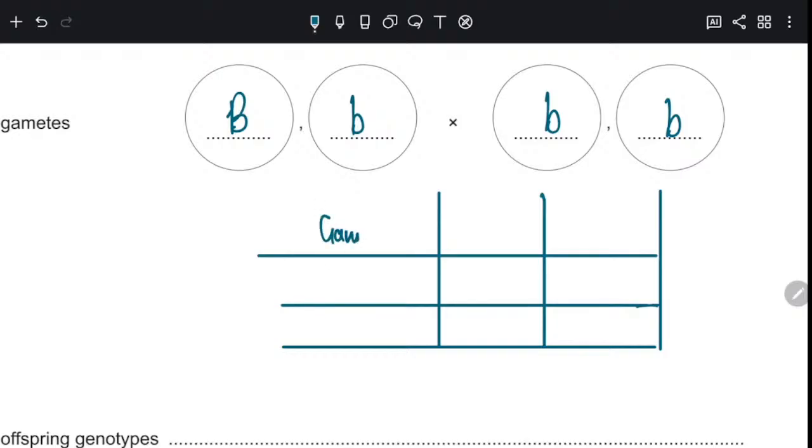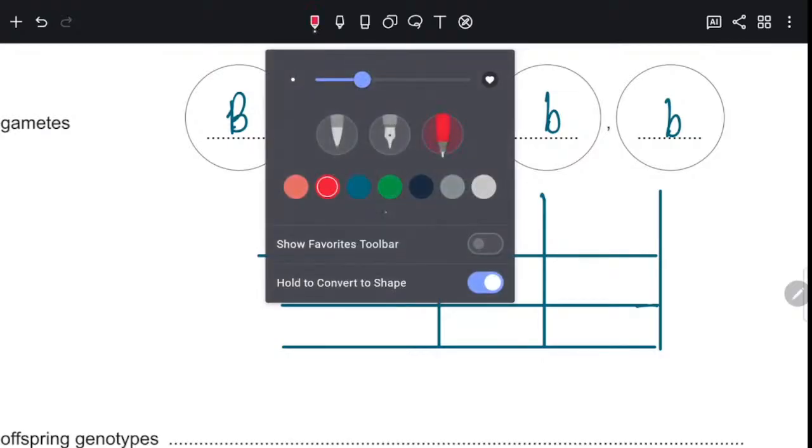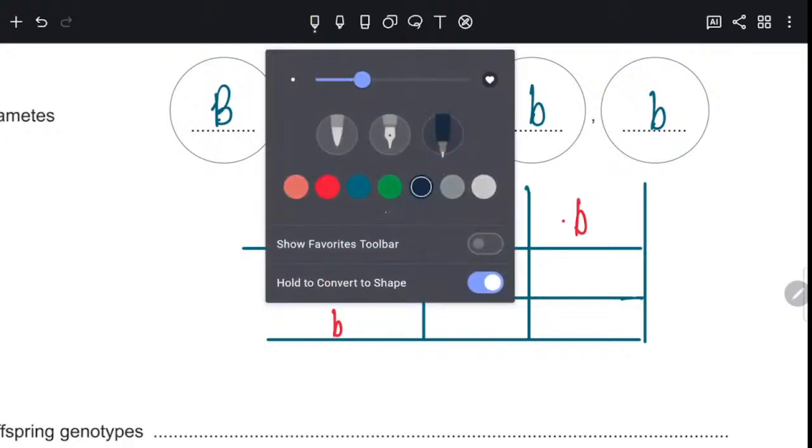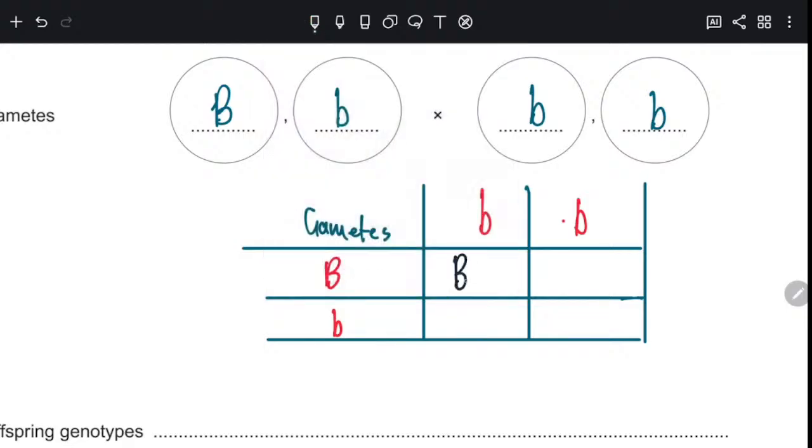Here you can say gametes. What are the gametes? We take these ones, we put them here. It will be big B, small b. Then here the other gametes, small b and small b. Then we do the cross. Big B meets small b, you get big B, small b. Big B and small b meet, you get big B, small b. Small b meets small b, you get small b, small b. Small b meets small b, you get small b, small b.